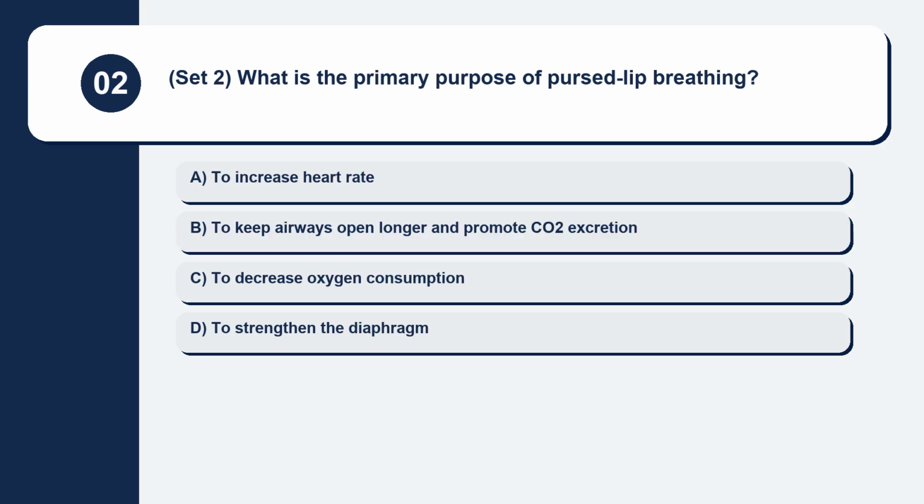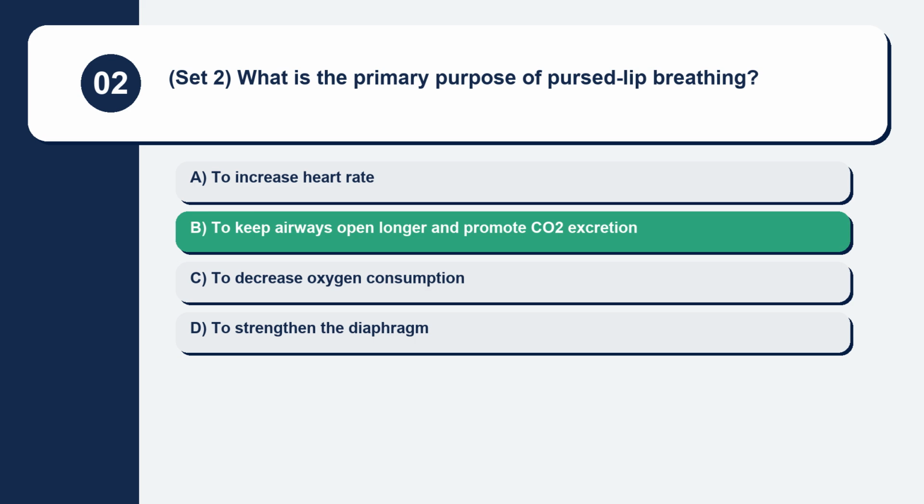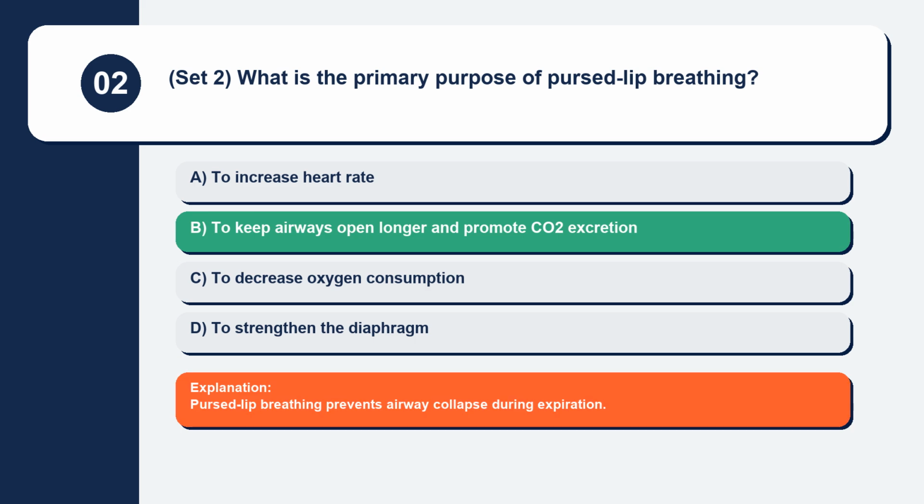Question 2. Set 2. What is the primary purpose of pursed lip breathing? To increase heart rate, to keep airways open longer and promote CO2 excretion, to decrease oxygen consumption, to strengthen the diaphragm. Pursed lip breathing prevents airway collapse during expiration.